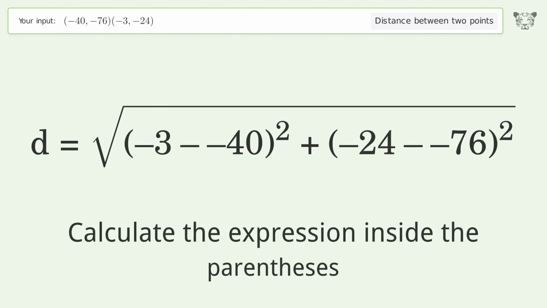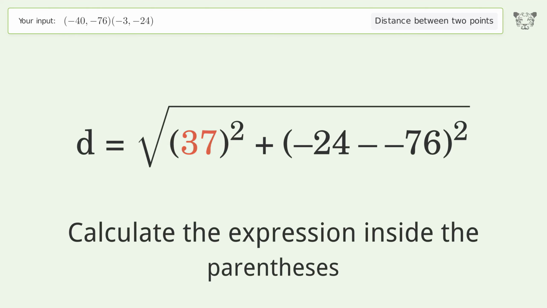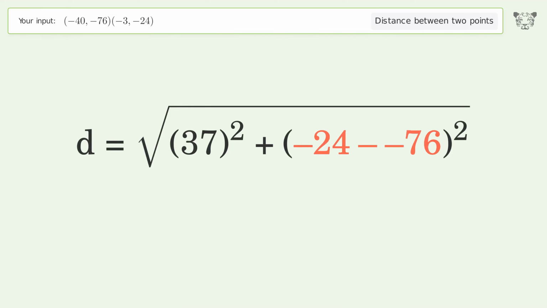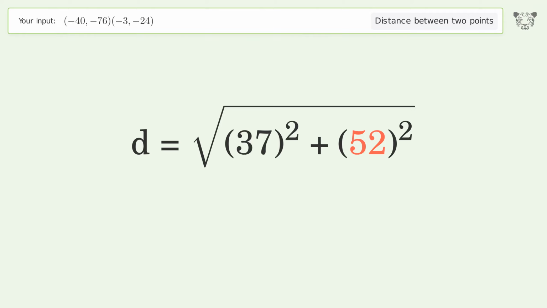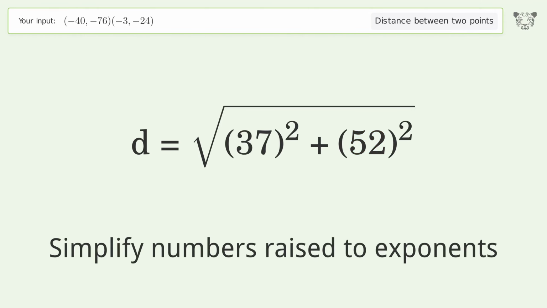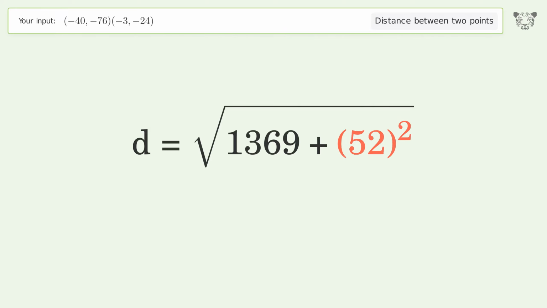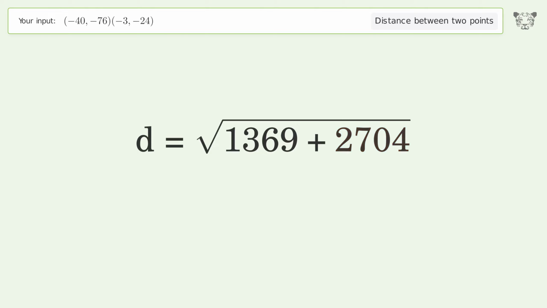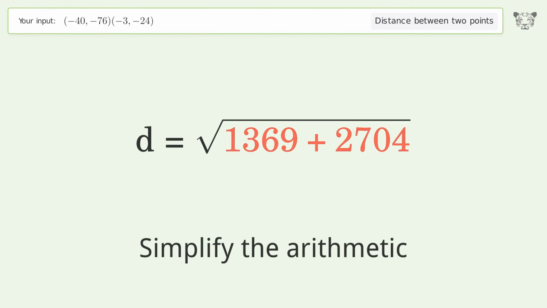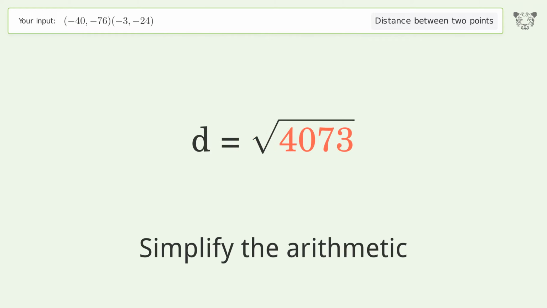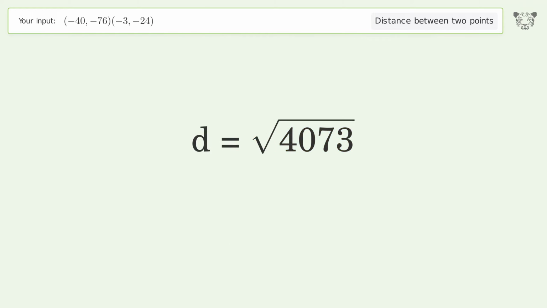Calculate the expression inside the parentheses. Simplify numbers raised to exponents. Simplify the arithmetic. And so the distance between the 2 points is the square root of 4073, or 63.82.